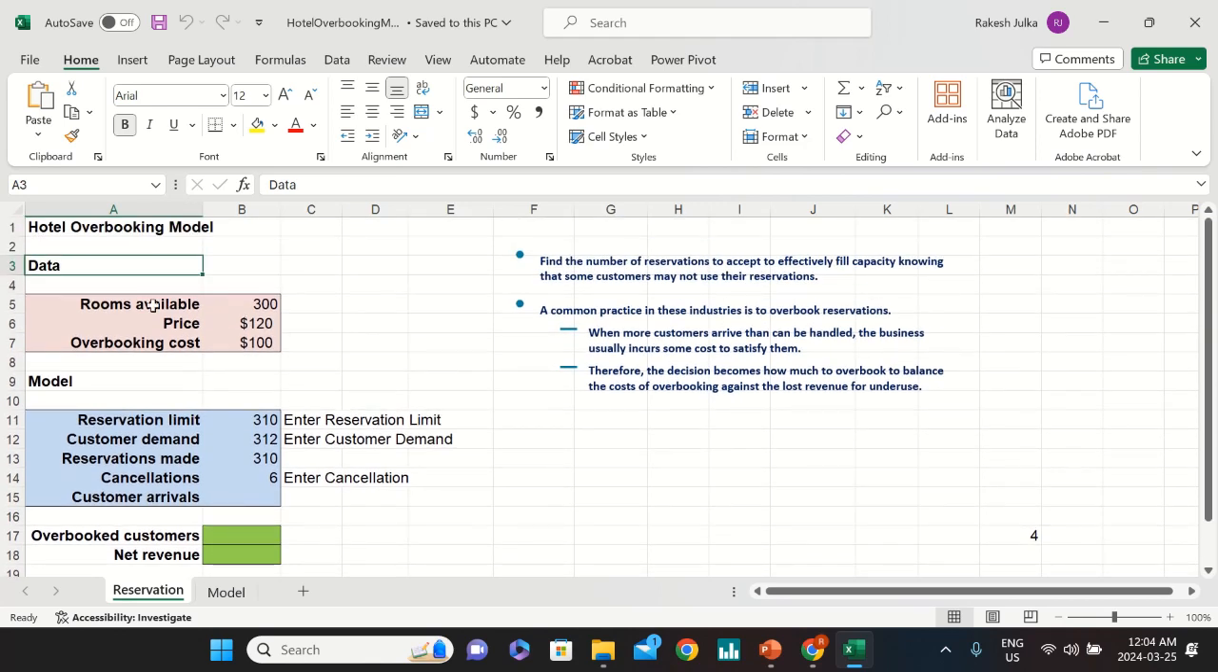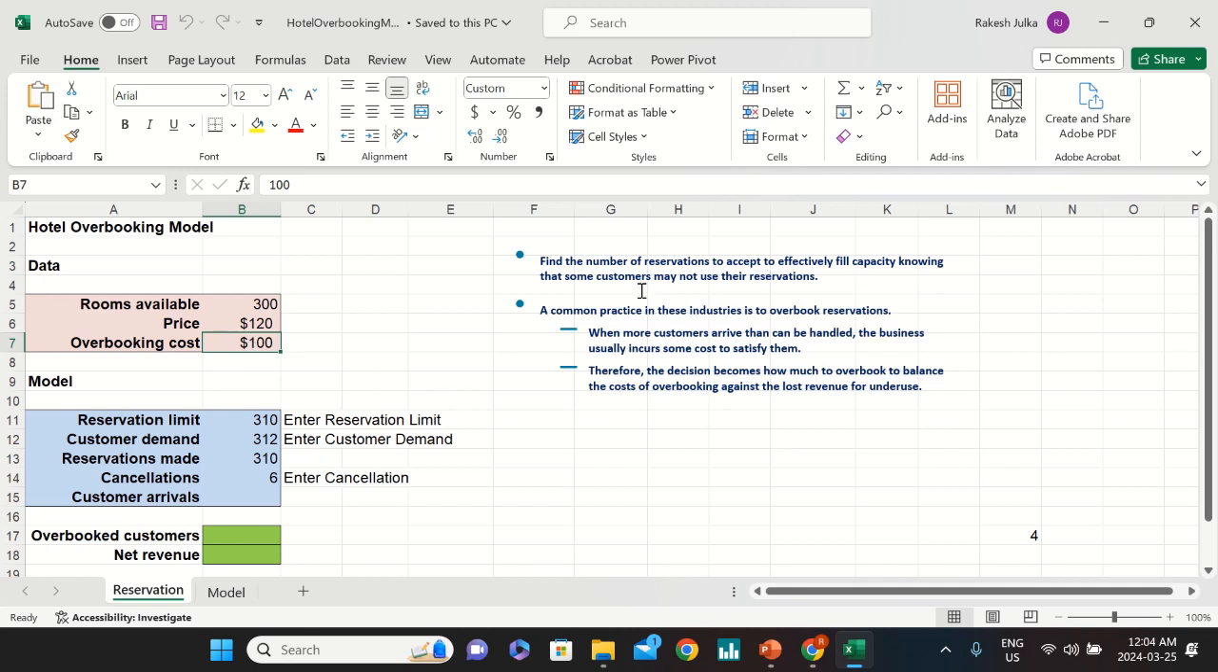There are a number of rooms available, the price per room is 120 and the overbooking cost will be 100. So what is overbooking cost? It means if there is overbooking of more than 300 rooms, the rooms are not available, but even then we have booked. So for making an arrangement for those clients, that will be the overbooking cost. That is already given.